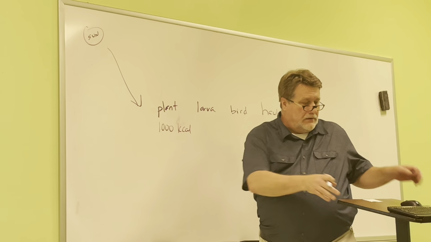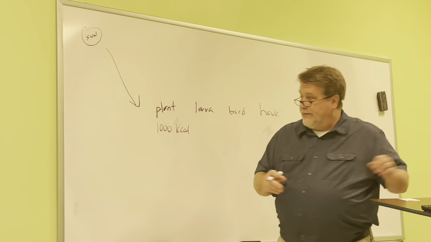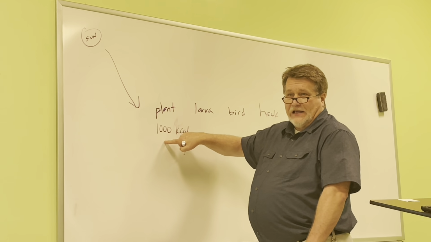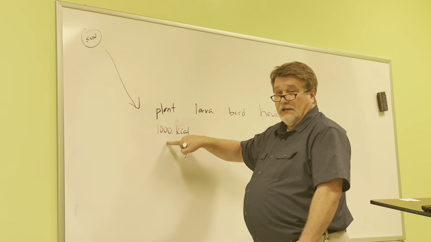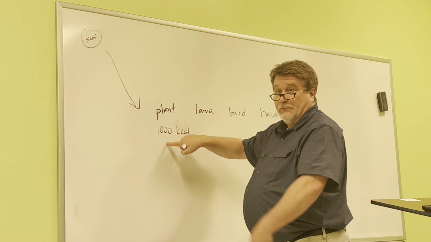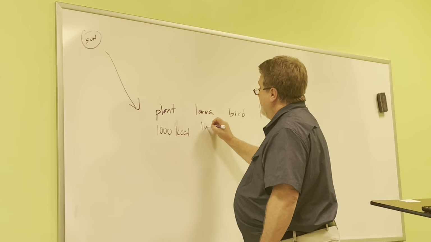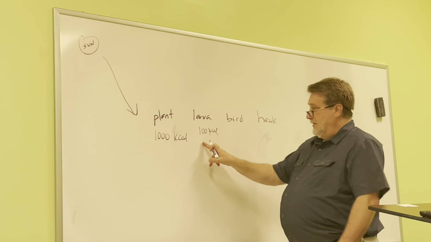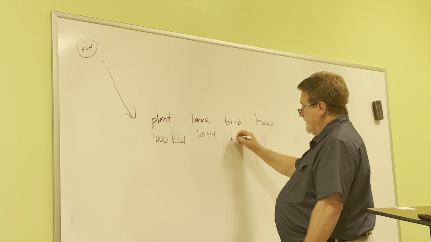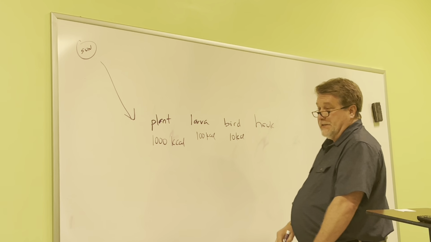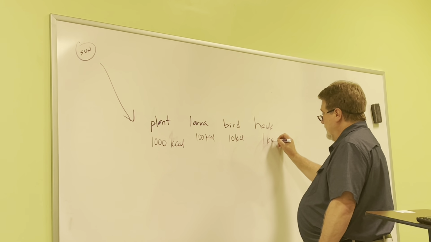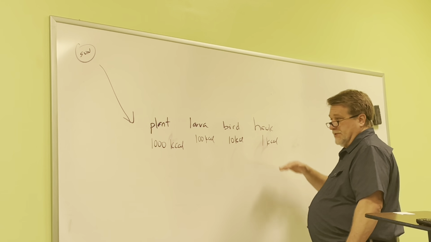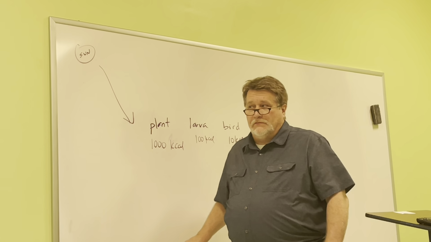All right. When the larva eats the plant, how many of those calories is it going to get? It's not going to get 1,000. It's going to get 10% of those calories. So it's only going to get 100 kilocalories. The bird is only going to get 10, and the hawk is only going to get 1. Because there's a 90% loss of the energy due to the second law there.